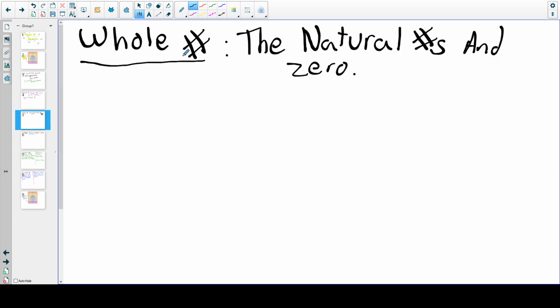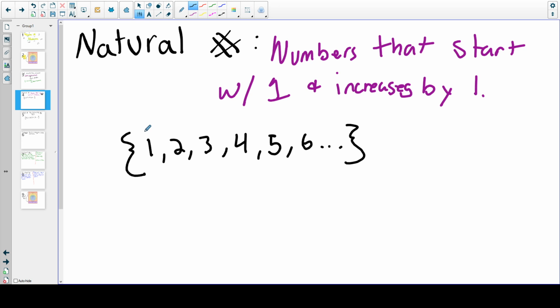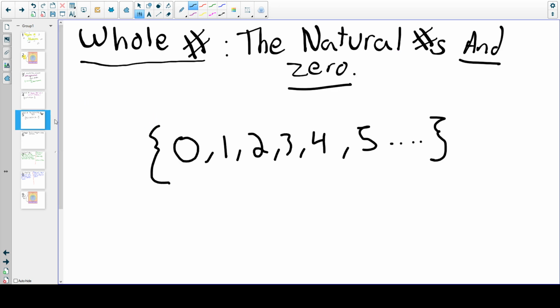Then we are building on that. Now we have whole numbers. Whole numbers are the natural numbers, but now we have 0. So the set of whole numbers can start with 0: 0, 1, 2, 3, 4, 5, and so on and so forth. The difference between natural numbers and whole numbers is that natural numbers do not include 0. Whole numbers do include 0.